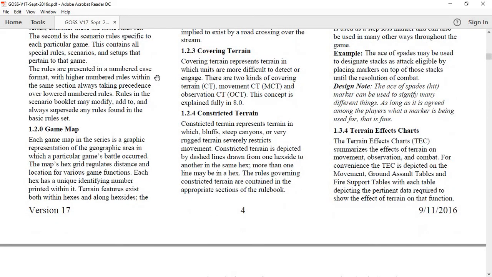The rules are presented in a numbered case format, with higher numbered rules within the same section always taking precedence over lower numbered rules. Rules in the scenario booklet may modify, add to, and always supersede any rules found in the basic rule set. The game map.